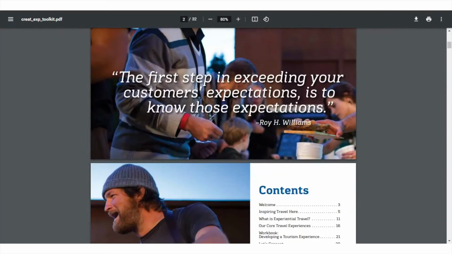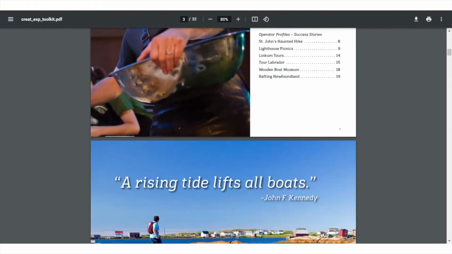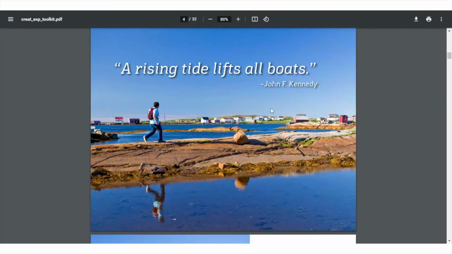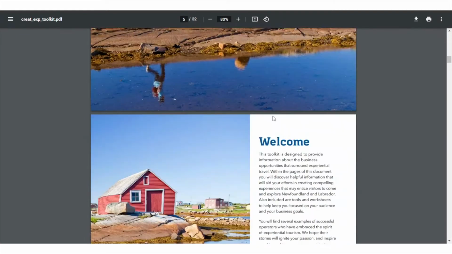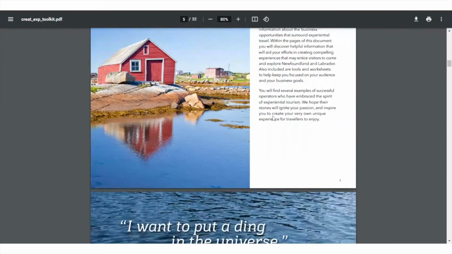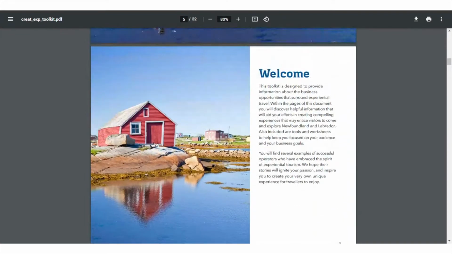And you can see some pictures here. The first step in exceeding your customers' expectations is to know their expectations. That's a key one. A rising tide lifts all boats. I think John F. Kennedy was quoted with that. Yes. So the basic toolkit is designed to provide information about business opportunities surrounding experiential travel.